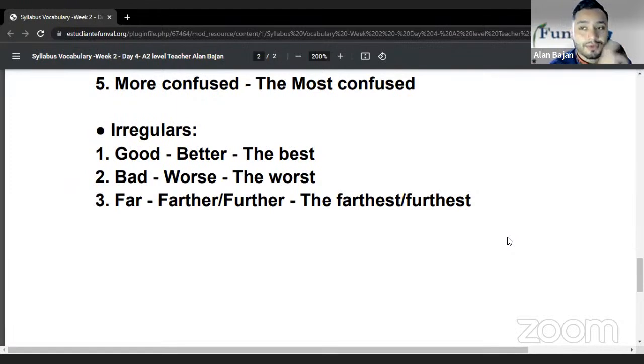Far, we have two options. Farther or further, with comparative, and the farthest or the furthest. Both are correct, both are common. Irregular adjectives. Questions with the rules?